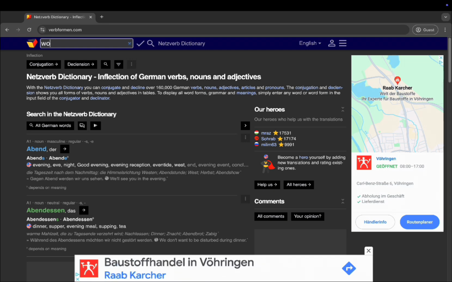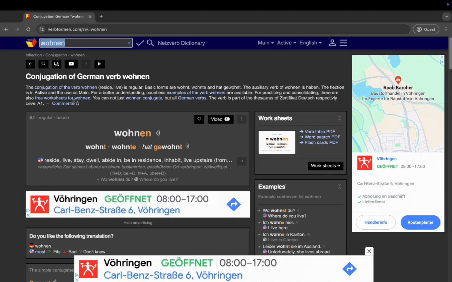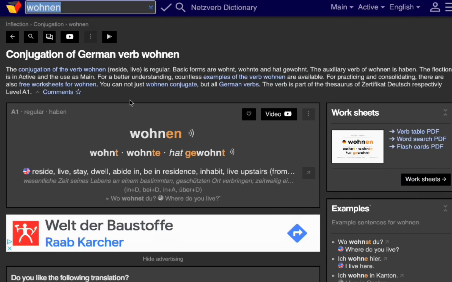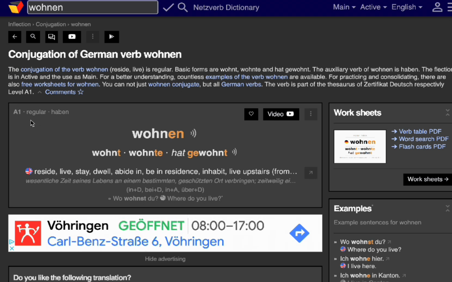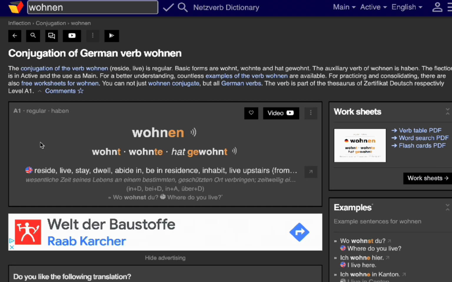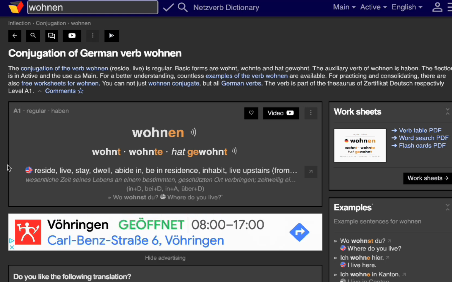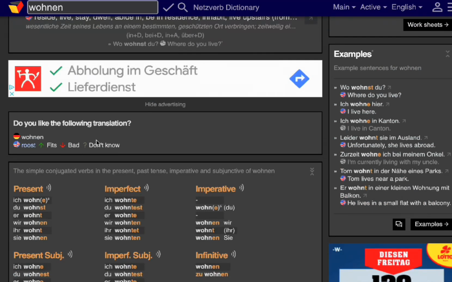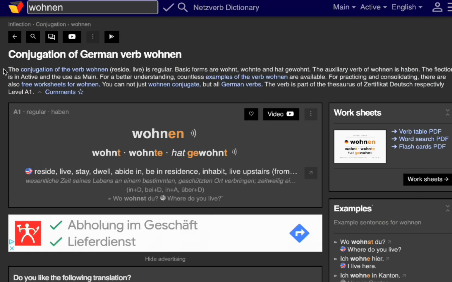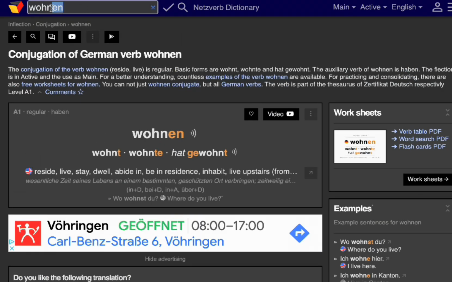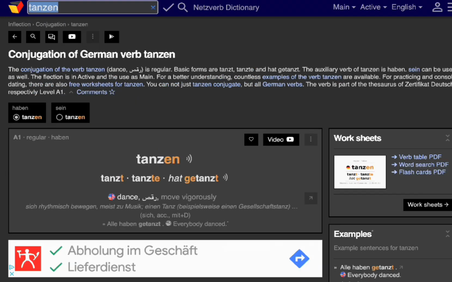So let's take the verb wohnen. So when you press enter, then you see over here that it gives you some information about the verb wohnen, and over here you see that it is a regular verb. You have some other information over here as well, for example, the meaning of the verb in English. You also have the conjugations in different tenses over here as well, and also some information about this verb at the top. Let's take another verb, for example, tanzen. So in the result, you see again that this is a regular verb.